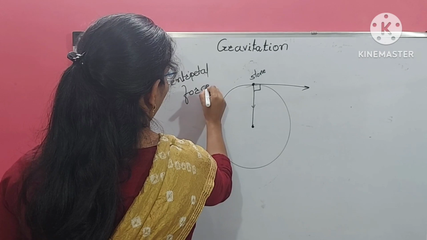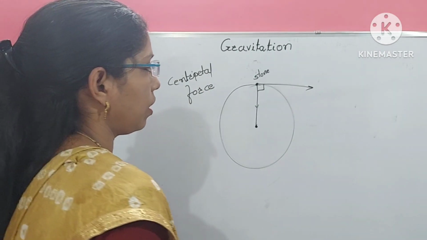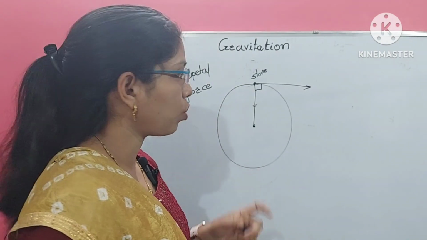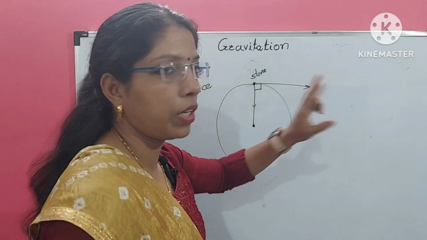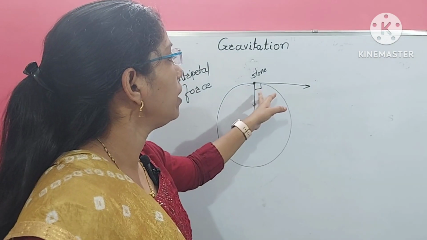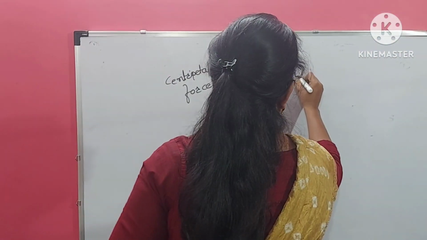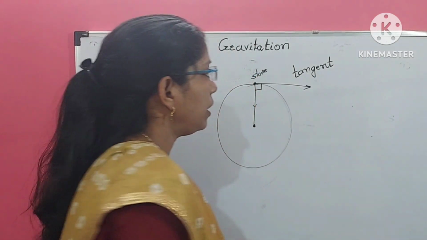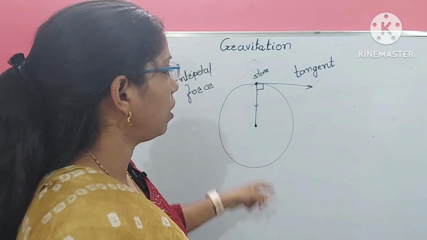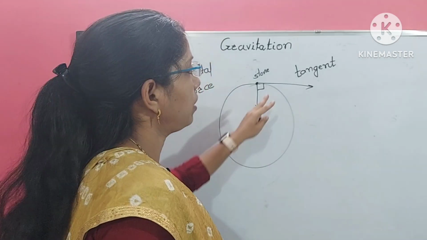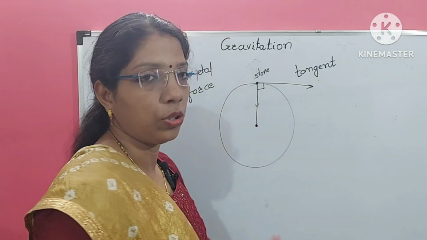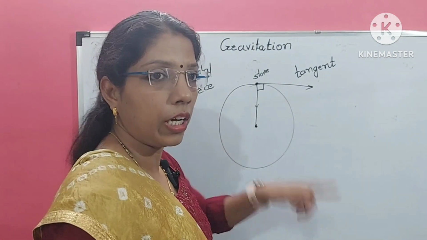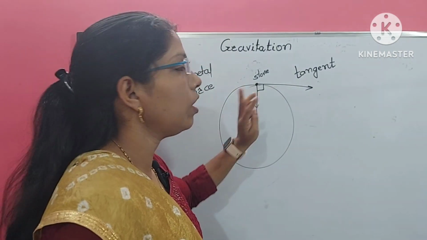So it is directed towards the center of the circle, and when the centripetal force stops, the stone will release from the string, and it will fall in a tangential direction to the circle. A tangent is a line which makes a 90-degree angle with the radius of the circle. So the stone will fall along a tangential line to the circle.